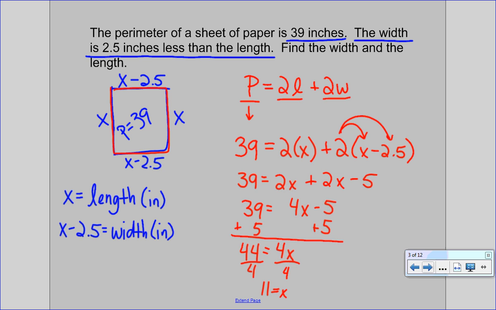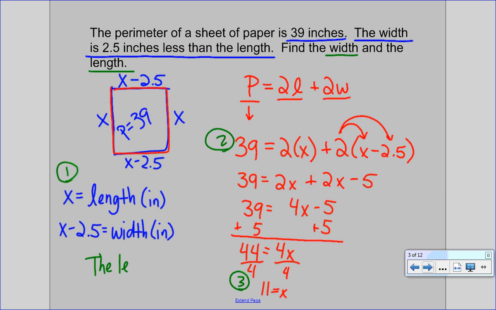And you can see at this point in the problem, I've done 3 steps. Step 1, I defined my variable. Step 2, I've written out my equation. Step 3, I've solved the equation. But step 4, I have to finally state the answer using units and labels. So what does it want to know? It wants to know the width and the length. So I need to clearly state that.